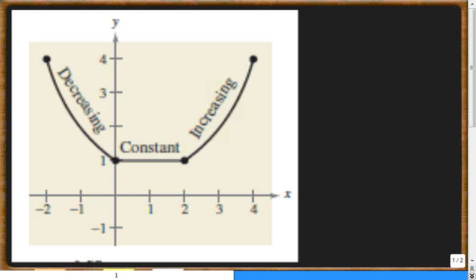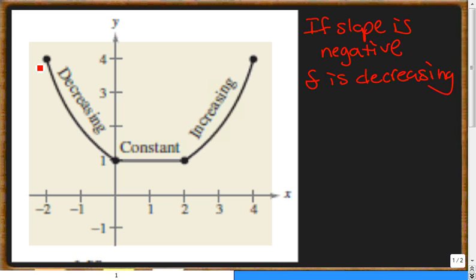Okay, so we're going to talk about what happens with a function when it's decreasing, constant, and increasing, and different things that could come from that. Well, if you look at a graph, we describe it as decreasing when its slope is going down, or slope is negative. If your slope is negative, f is decreasing. So that would be, again, going down and to the right.